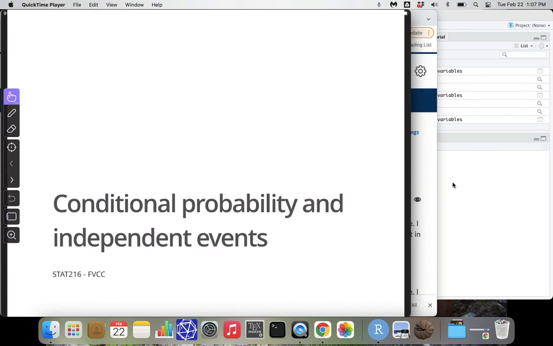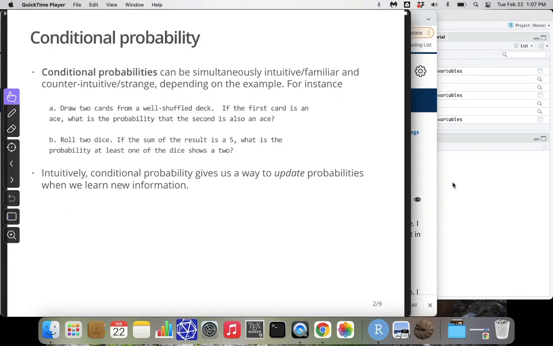Conditional probability is a topic that can be simultaneously both confusing and intuitive, and I think the following two examples give us a pretty clear idea for why that might be the case.